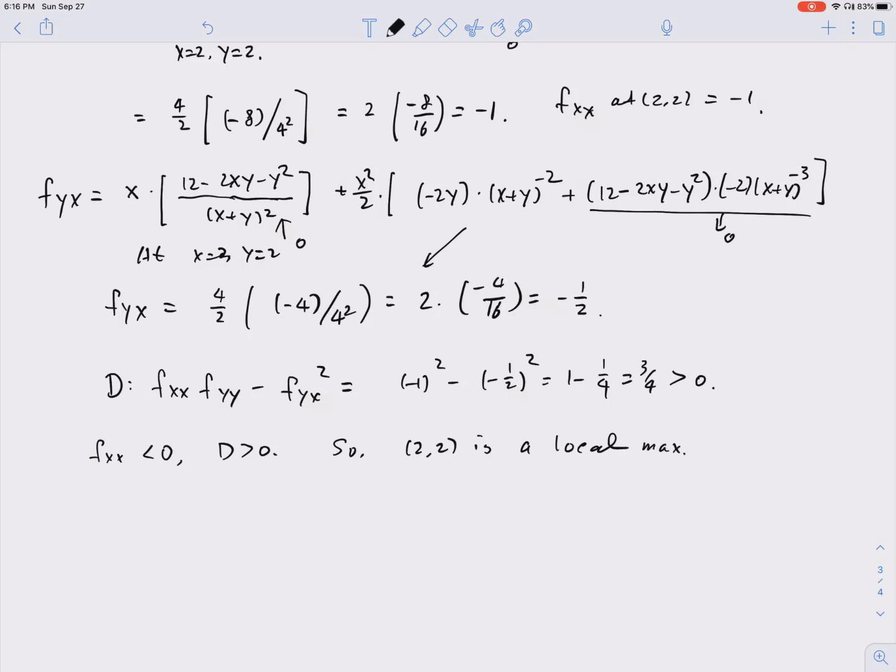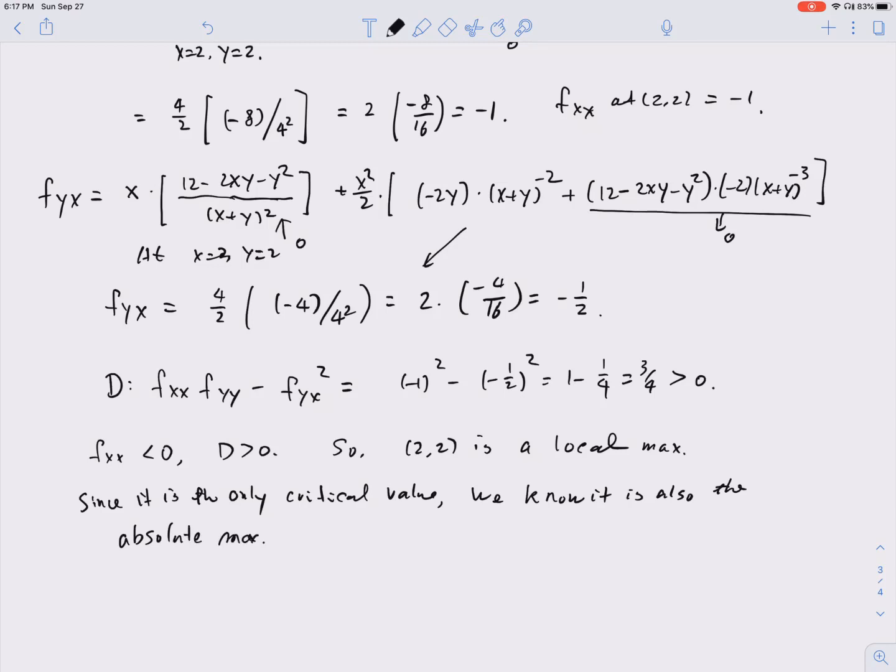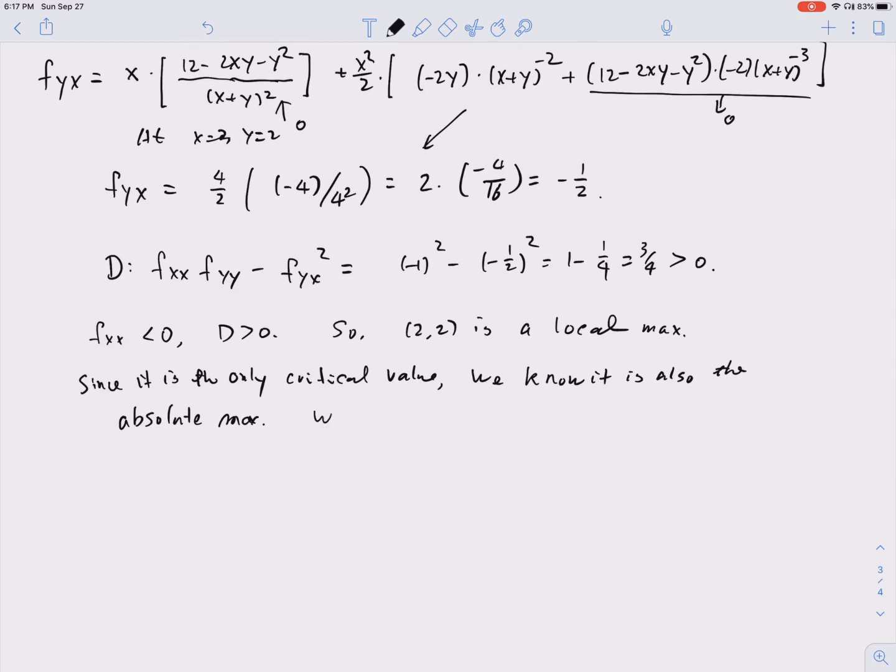And since from the context it is clear that this is the only critical value, we know it is also the global, sometimes we say absolute, maximum. And we can also find Z.